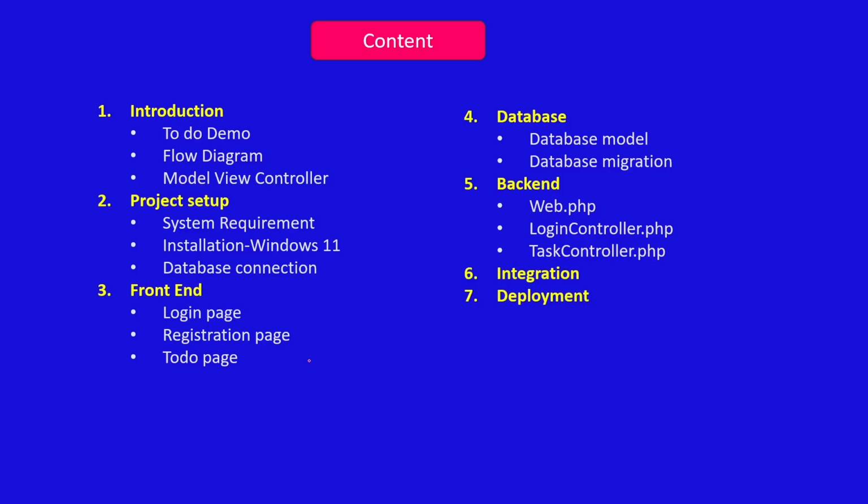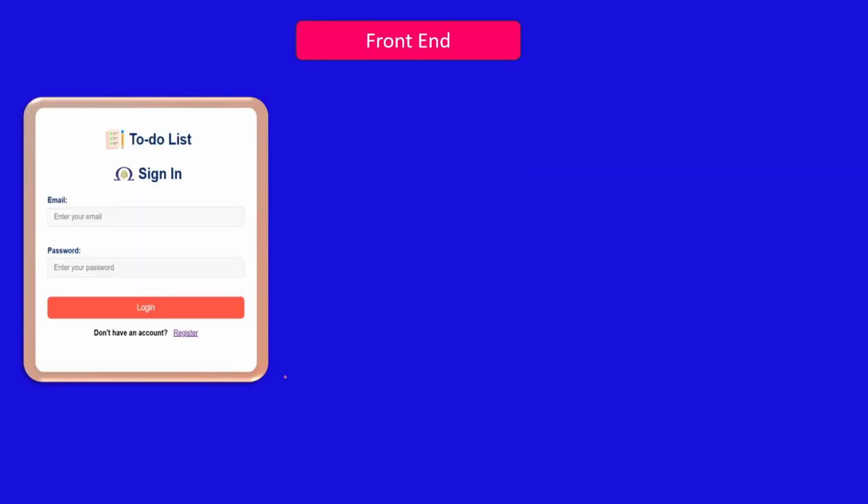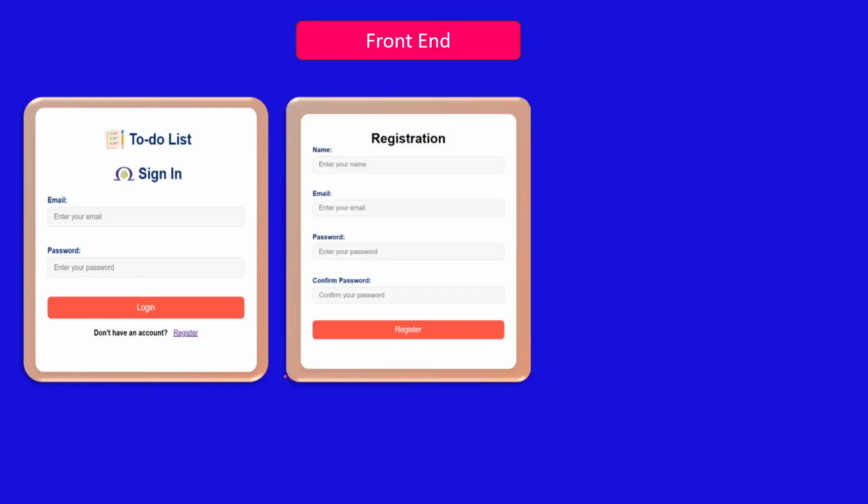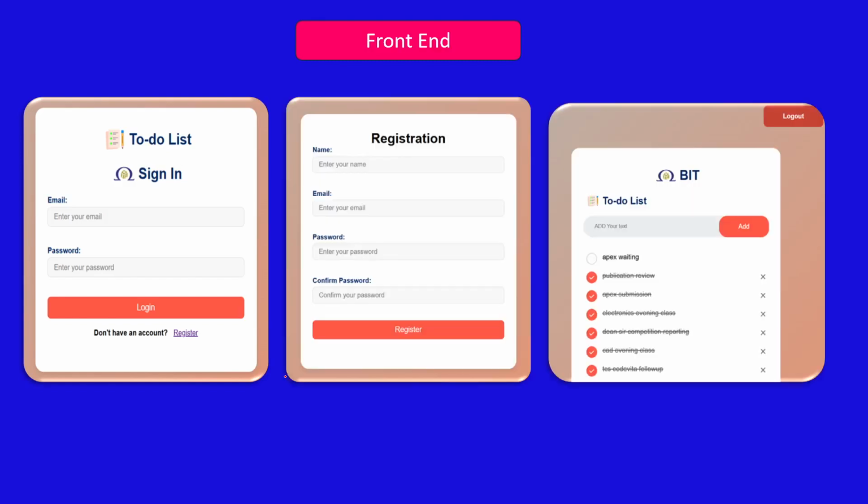In the previous video, we have discussed how to create a login page for front-end application. In this video, I'm going to show you how to create a registration page and to-do page for to-do list application. Here, I'm going to use the code that I have written for login page to create a registration page and to-do page. And this is the login page for to-do list. In this video, now we are going to create registration page and to-do task page for to-do list application.